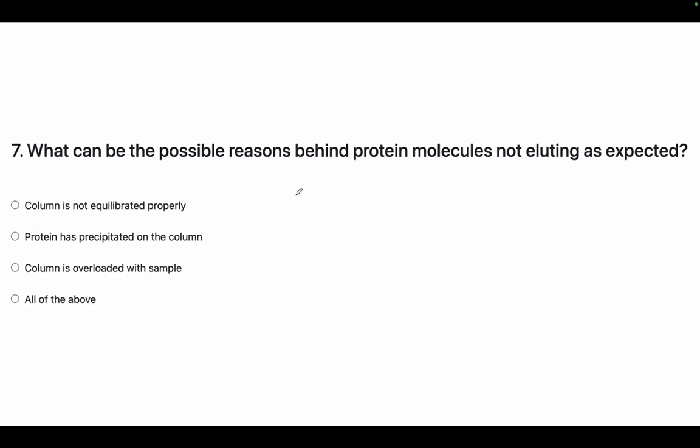What can be the possible reasons behind protein molecules not eluting as expected? Column not equilibrated properly? Yes, obviously. Protein has precipitated in the column? Yes. Column is overloaded with the sample? Yes. So all of these can cause the protein molecule to elute in a different manner. Right?